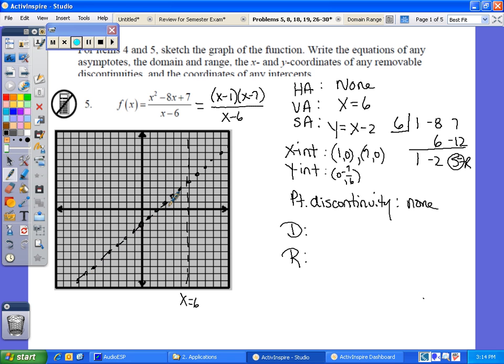Now remember, these asymptotes are broken lines. They are not solid lines. They are not part of your graph. They're only guidelines for your graph. Okay, now we have other information. We have the fact that the x-intercepts are 1 and 7. So 1, 2, 3, 4, 5, 6, 7. And there are no point discontinuities, and we have a y-intercept of -1 and 1/6. So that's approximately here somewhere.